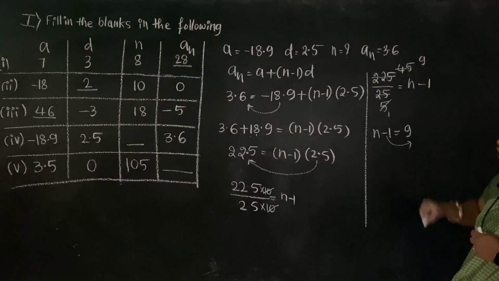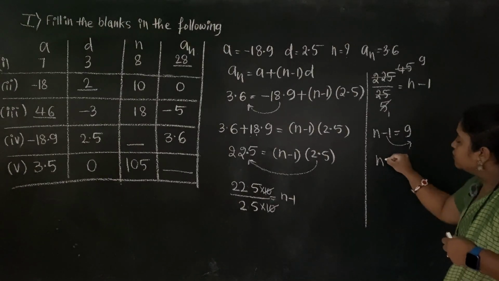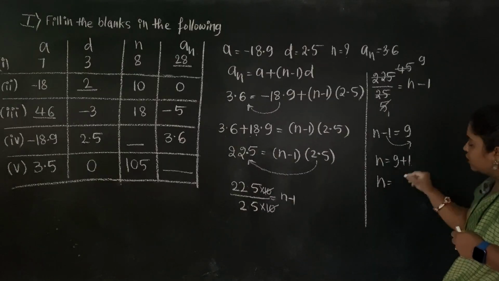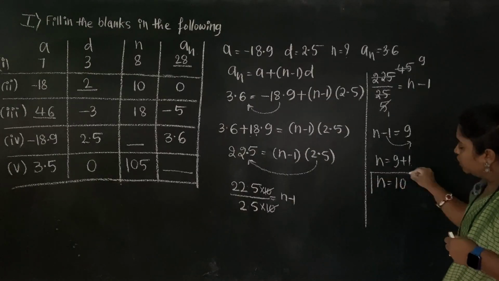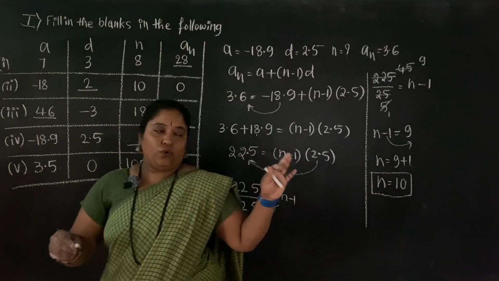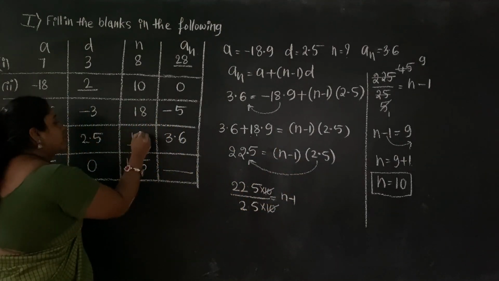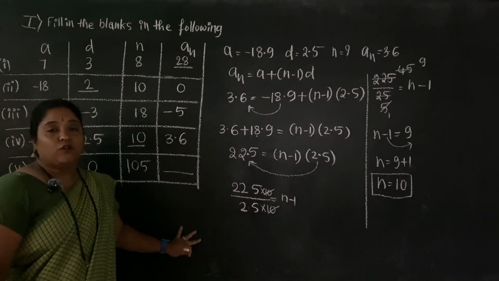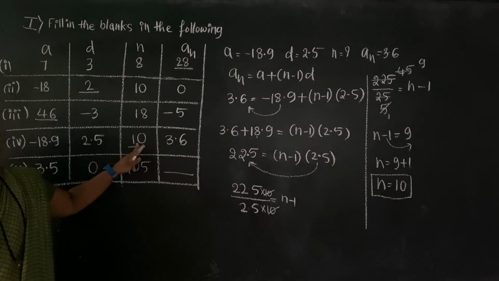I'll bring minus 1 to the other side. Minus 1 turns to be plus 1. So n is equal to 9 plus 1, that is equal to 10. So I got n value as 10. See here, I told you, right, n value must be a positive whole integer. It cannot be negative, it cannot be decimal, and it cannot be a fractional value. So I got n is equal to 10.